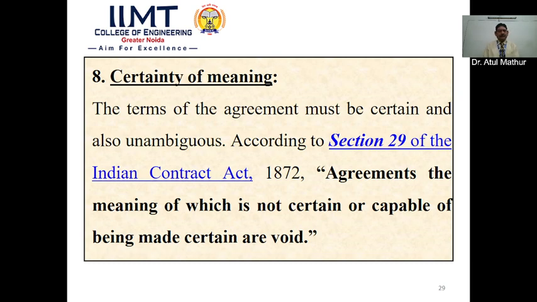The next point is the eighth point, certainty of meaning. The terms of the agreement must be certain and also unambiguous. According to section 29 of the Indian Contract Act 1872, agreements the meaning of which is not certain or capable of being made certain are void.